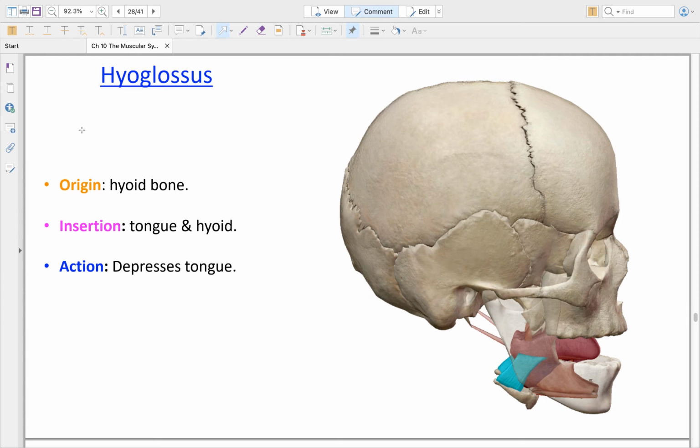All right, the next one is hyoglossus. It's connected to the hyoid bone at the origin. See that? It inserts right into the tongue and the hyoid.